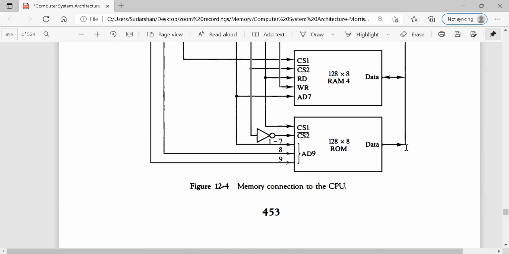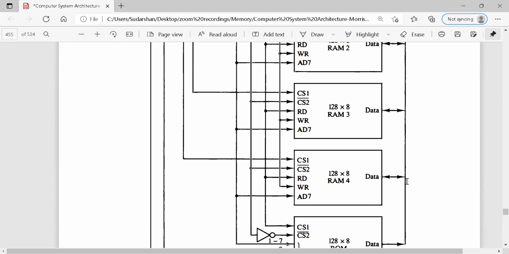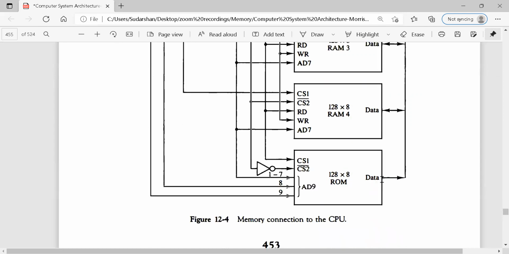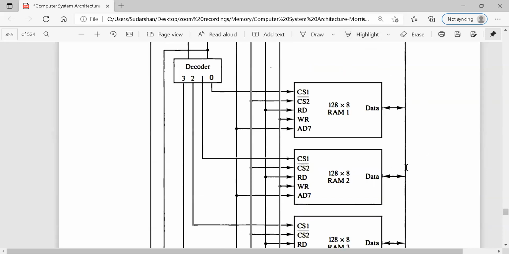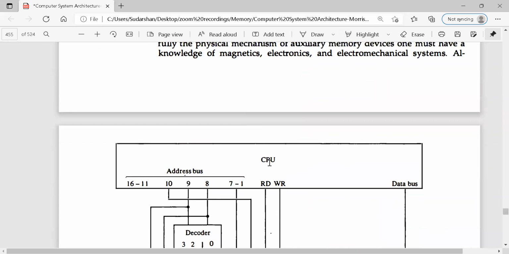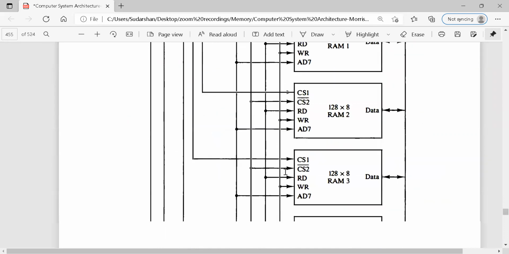And the data bus is going to be 8 bits. Data can be bidirectional in the case of RAM, whereas in the case of ROM, it is unidirectional. See here, it is only unidirectional. Data goes out of ROM to the CPU through the data bus. Whereas in the case of RAM, the data bus is bidirectional. It goes to the data bus, and from the data bus, it goes to the CPU. This is the basic idea behind the concept of address mapping or memory mapping.